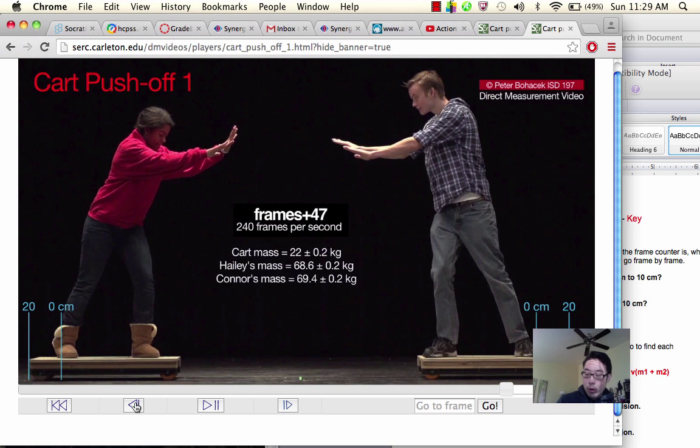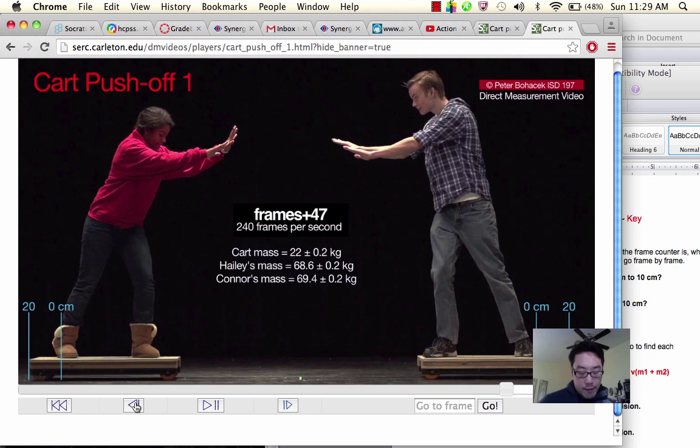So I would have 47 divided by 240, and I get 0.196 seconds. So in order to traverse 20 centimeters, it took them 0.196 seconds. And that's some vital information.